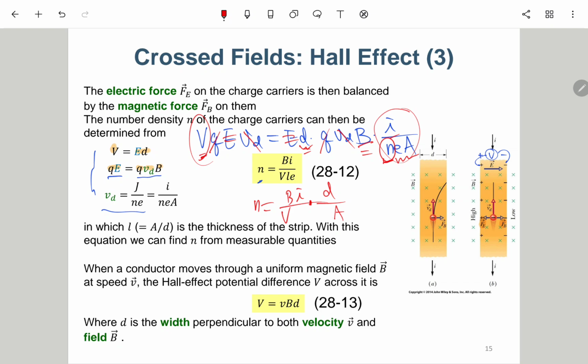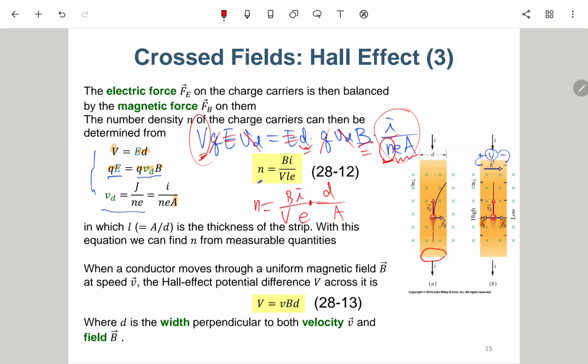Okay, or maybe I can just put E here, E here. So the remaining stuff is this L. This L should be A over D. What is A? A is the cross-section area.